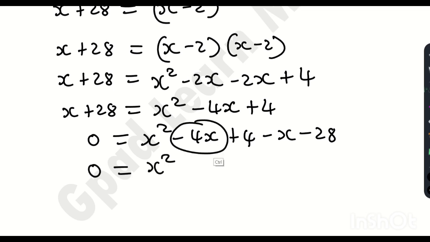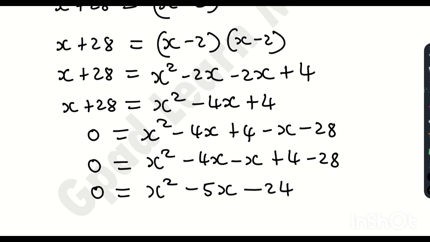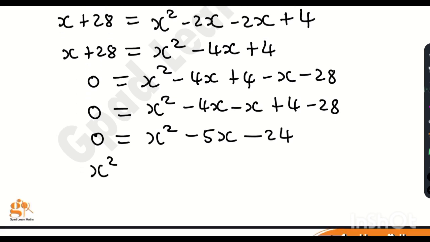Let's rearrange the terms now. Negative 4x, then minus x, and then plus 4 minus 28. So 0 is equal to x squared. What is negative 4x minus x? That's negative 5x. What is 4 minus 28? That's negative 24. So I'm going to rewrite this by saying that, therefore, x squared minus 5x minus 24 is equal to 0. So we have a beautiful quadratic equation, which I'm going to factorize.